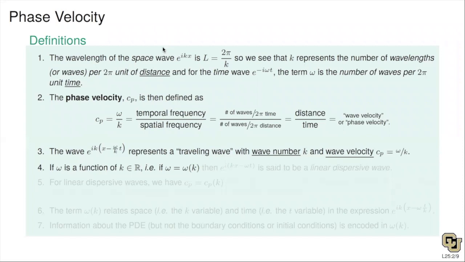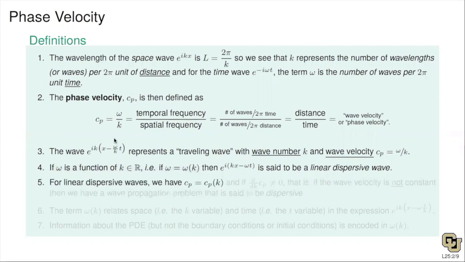So now we make further assumptions on omega. If in fact omega is a function of k, the wave number, so I'm referring to this k right here. If the temporal frequency is a function of the wave number, then we have what's called a linear dispersive wave. So when you look at this wave, you should think omega here is a function of k. You would replace this with some function involving the k variable. And this is what we call a linear dispersive wave.